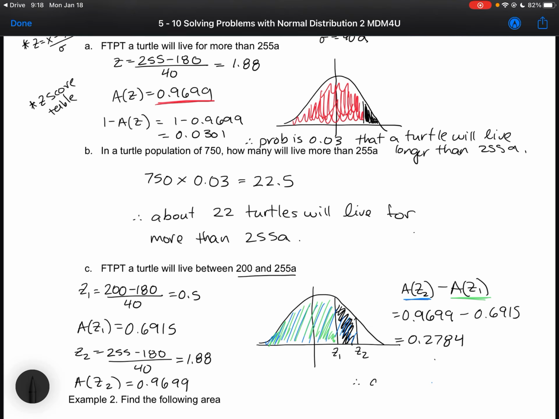Which is going to tell me about a 28% chance that a turtle will live between 200 and 255 years.